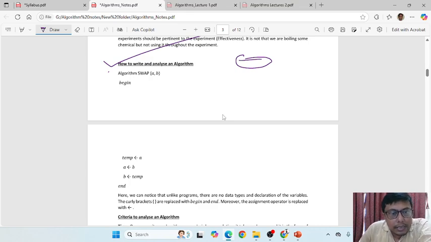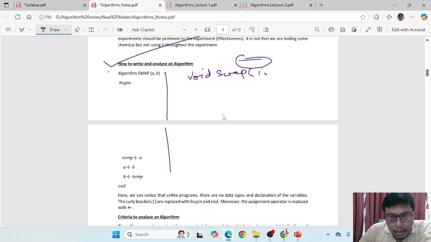So this is the syntax of writing the algorithm. If you want to write a code snippet for this particular algorithm, what would it be? For example, you are using C to implement this algorithm. Let me write the equivalent function so you can relate. In this case, the swap function returns nothing, so it is a void swap.